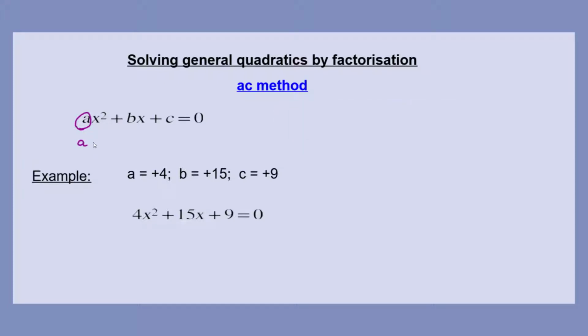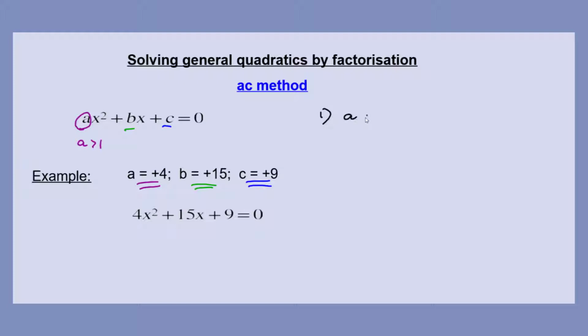In our example for this presentation session, we're going to take a quadratic equation where A is equal to plus 4, B is plus 15, which is the coefficient of x, and C is plus 9. We've selected positive values for B and C just to exemplify the AC method. Of course, we will look in the next video at other situations where B and C take different signs.